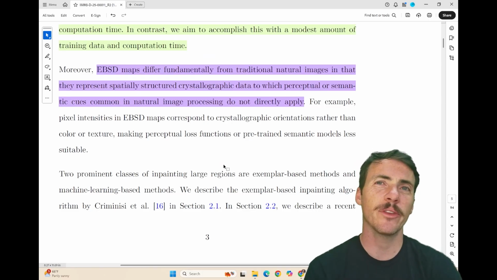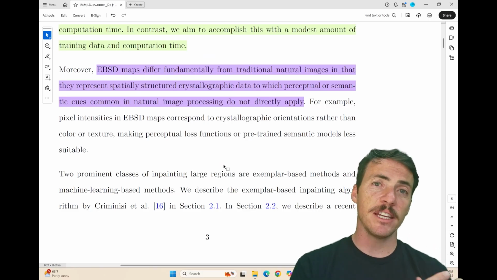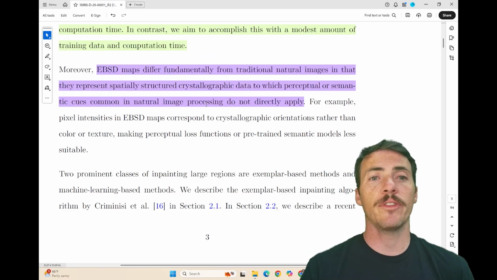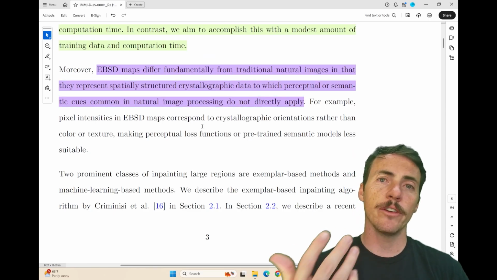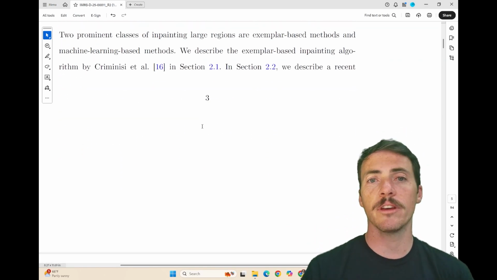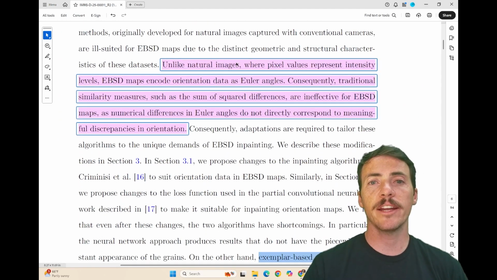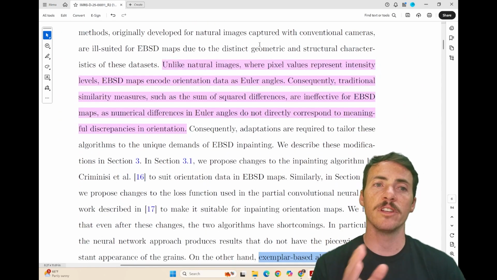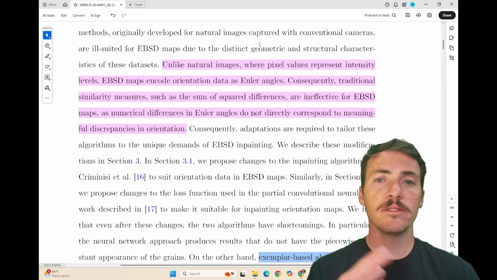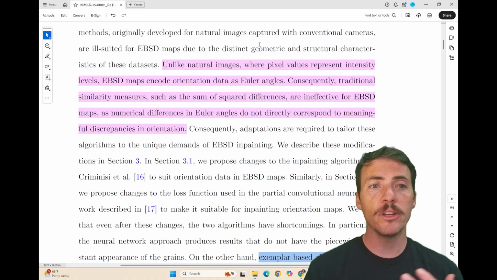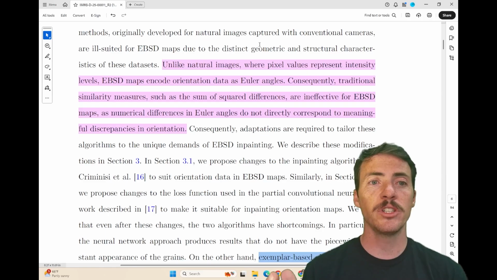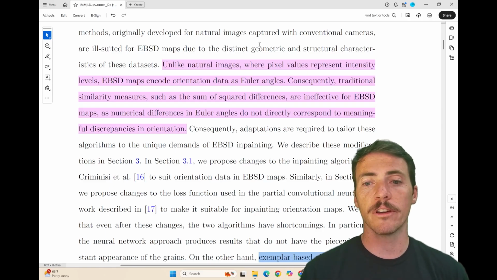And specifically, they point out that there are also some key differences between EBSD and real images. For one thing, in a traditional image, the pixel value is the intensity, but here we have different information encoded in the image, and so the comparison is not apt. For example, they say, unlike natural images, where the pixel value represents an intensity, in EBSD maps we now encode that value with the orientation data using the Euler angle. And therefore, the metric that you use for similarity in the reconstructed image is just not going to be the same. They become ineffective for EBSD. We need something else. We need a different loss function.